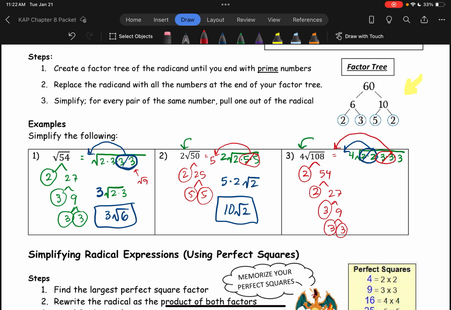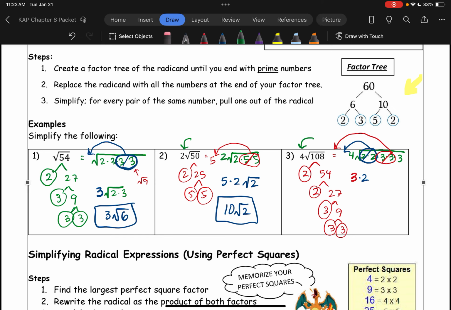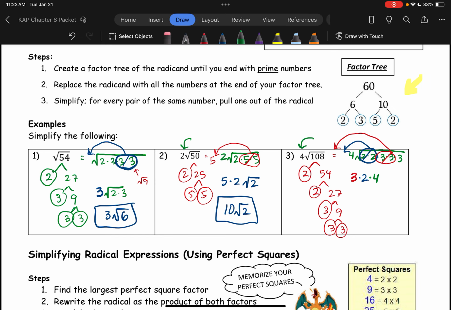So sometimes you're going to have multiple pairs of the same numbers, right? So we had a pair of 3s, so 1, 3 came out. We had a pair of 2s in blue, so 1, 2 comes out. And then we had that original 4 that was on the outside. And all we have left underneath the square root now is just the square root of 3. All we have to do now is just multiply the numbers out in front. 3 times 2 is 6. 6 times 4 is 24. So we get 24 times the square root of 3 as our simplified radical for number 3.